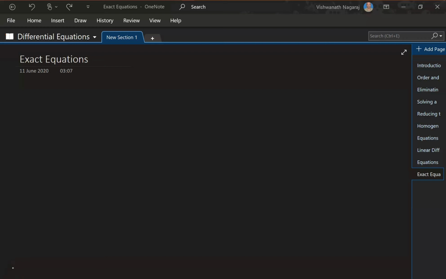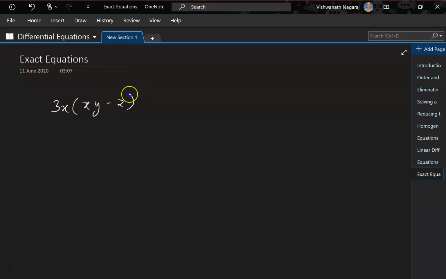Let's look at exact equations. Let's start with an example. Let's say (3x(xy) - 2) dx + (x^3 + 2y) dy = 0. Let's open up these brackets.